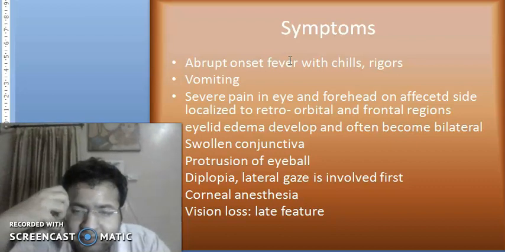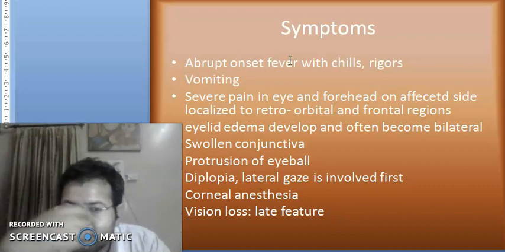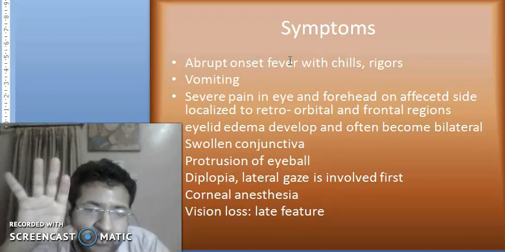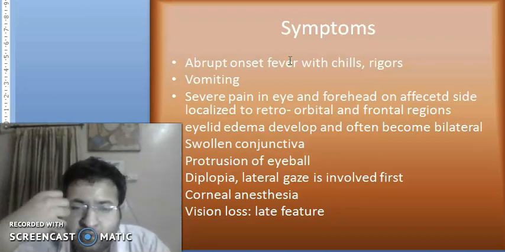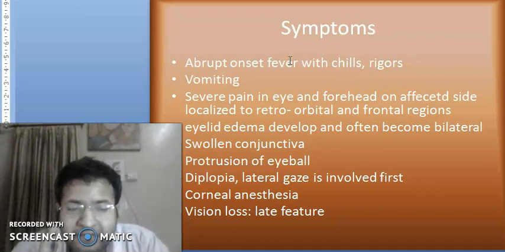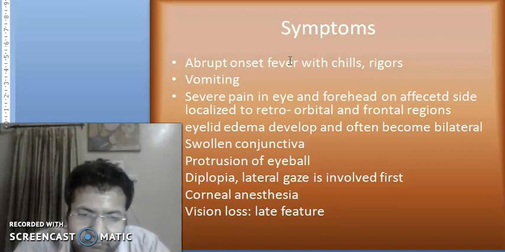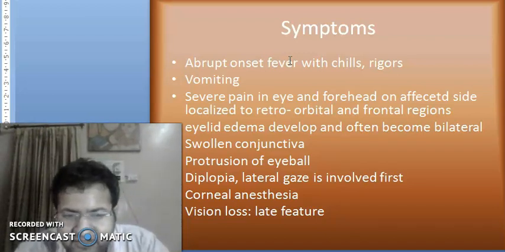Eyelid edema develops and often becomes bilateral. There will be swollen conjunctiva, there will be protrusion of the eyeball, and there will be diplopia because the lateral gaze is involved first because of the involvement of the sixth nerve. There will be corneal anesthesia because of the involvement of the ophthalmic division of the trigeminal nerve, and there will be vision loss, but this is a relatively late feature.